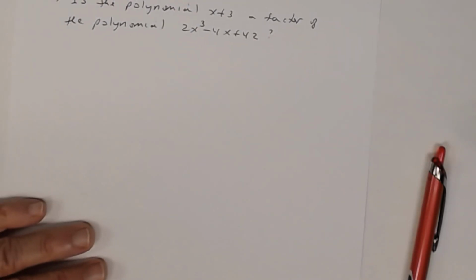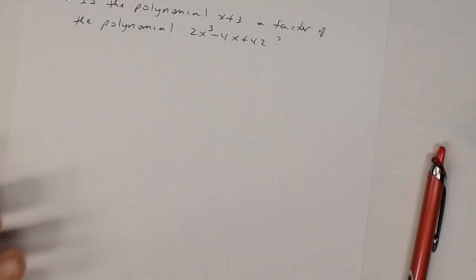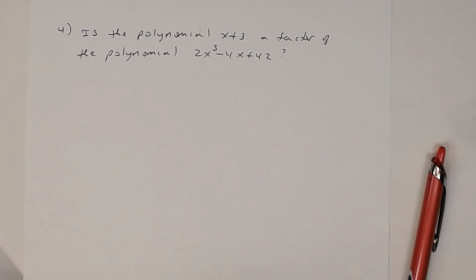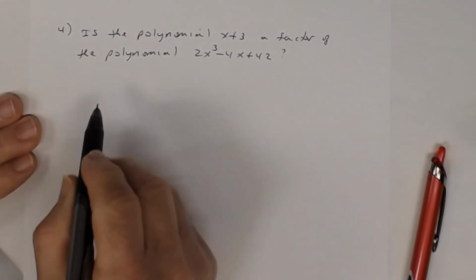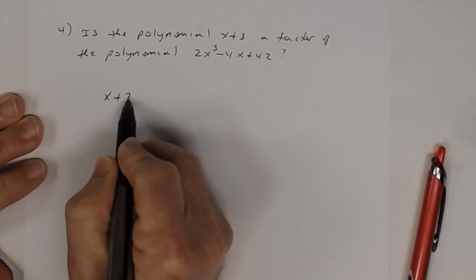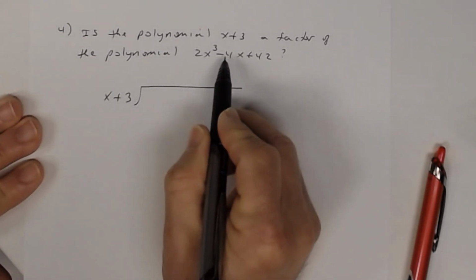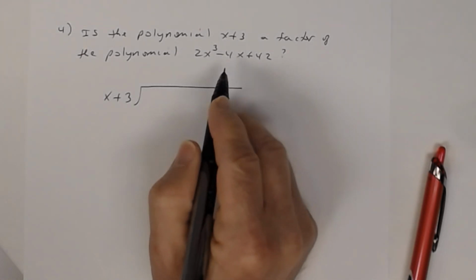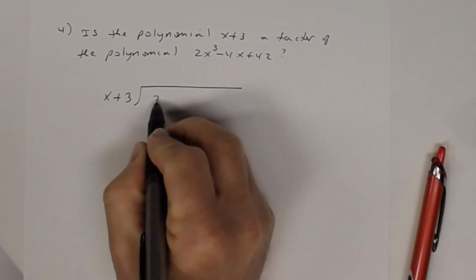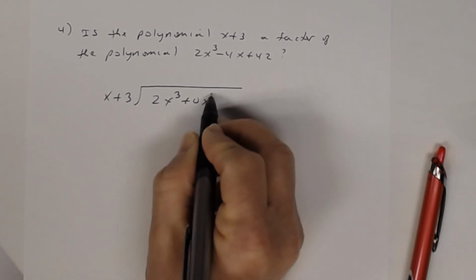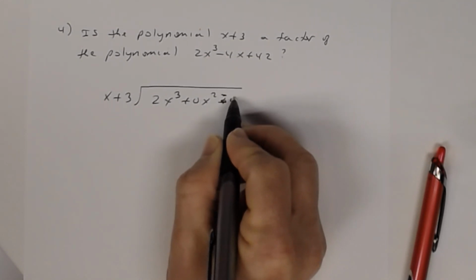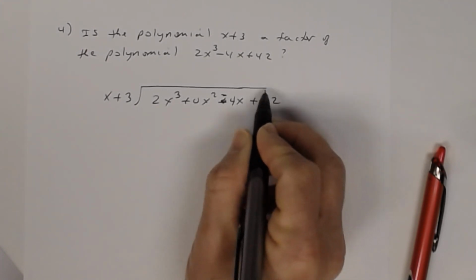Okay, number 4. All right, number 4. So is the polynomial x plus 3 a factor of the polynomial 2x cubed minus 4x plus 42? All right, so let's do the long division. So I have x plus 3 divided into. Now notice that I am missing a term, so I need that missing term, that 0 term. So I have 2x cubed plus 0x squared, minus 4x plus 42.